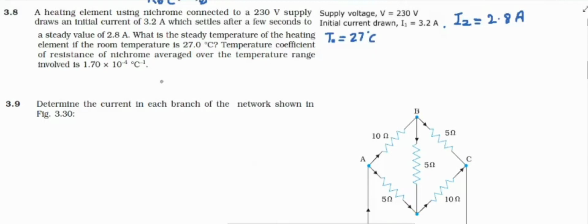Then alpha is also given as 1.7 into 10 power minus 4 per degree Celsius. So first you have to find the value of R naught and RT. R naught is equal to V divided by I, and RT you have to find out. RT is equal to V divided by I2. So you will get the value of RT.